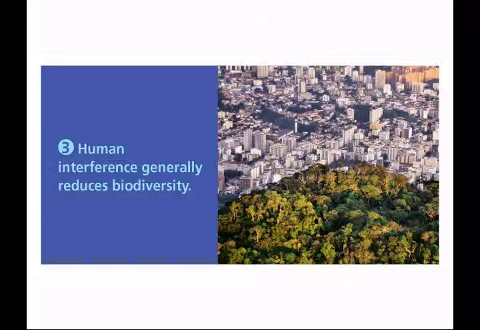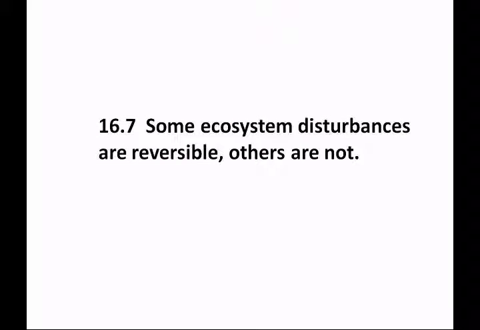So here we have Rio de Janeiro. We see that as we are building up more and more skyscrapers and we're getting closer and closer to the rainforest, we see first of all the mixture of those animals that are coming into the populated areas. So things like lions and tigers going into populated areas. And we see the reduction in biodiversity of the plant and animal species.